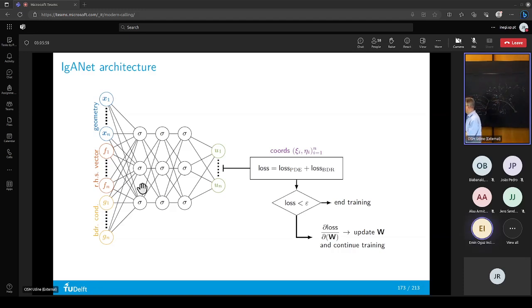But U's are your outputs, right? So where you calculate your loss function. Yeah.